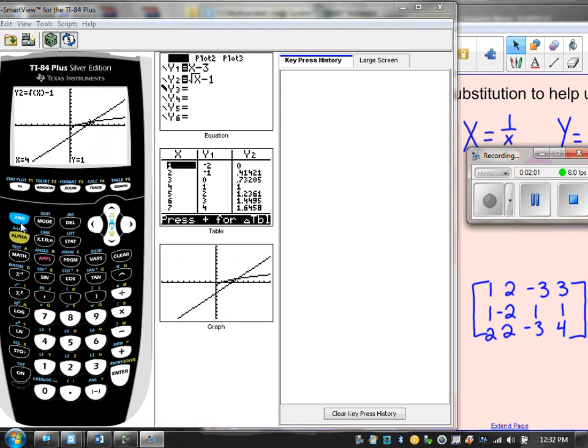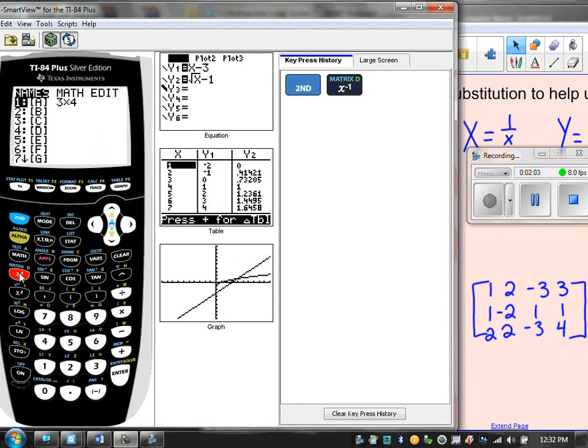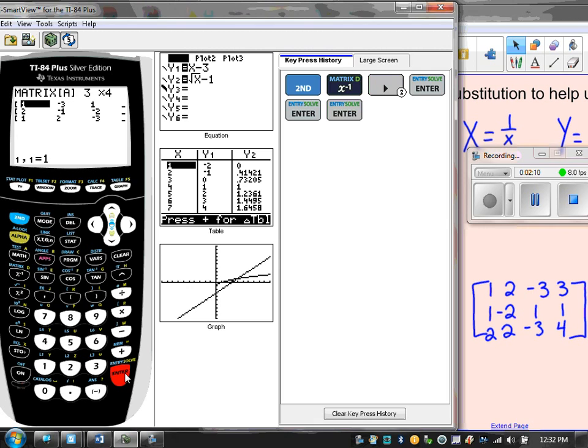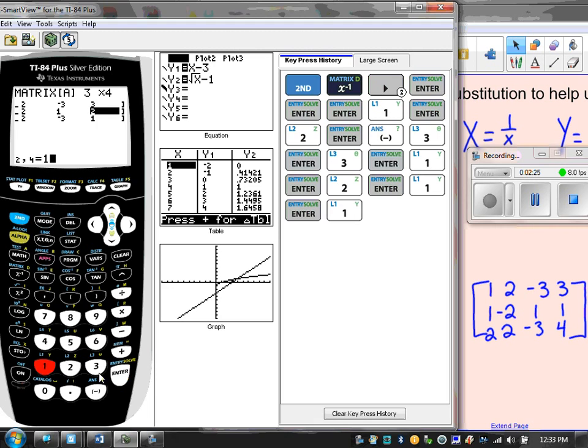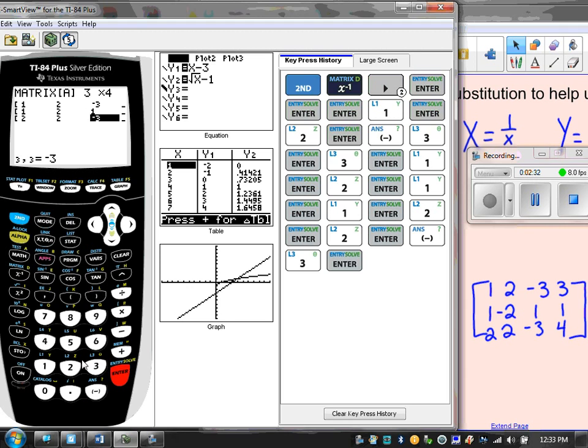Using my calculator, I'm going to press second matrix, and I'm going to edit a 3 by 4 matrix. And I'm going to put in the coefficients of my augmented matrix. Line 1: 1, 2, negative 3, 3. Line 2: 1, negative 2, 1, and 1. Line 3: 2, 2, negative 3, and 4.